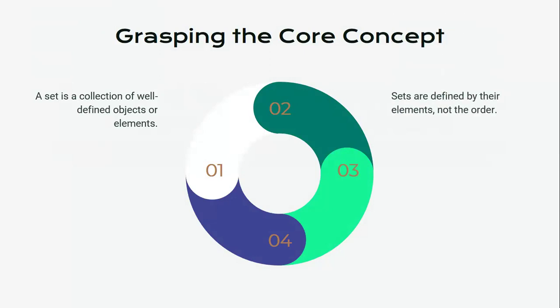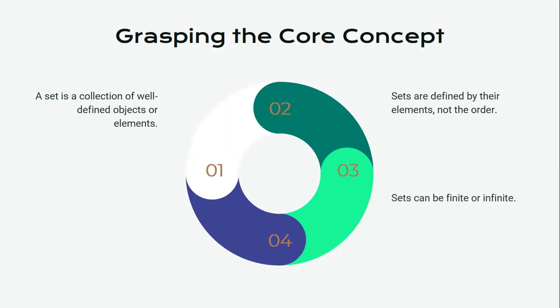Sets are defined by their elements, not by the order. So as we just talked about, here the order doesn't matter. For example, when we talk of numbers, we talk about ascending order and descending order. Here, in a set, the ordering doesn't matter at all.